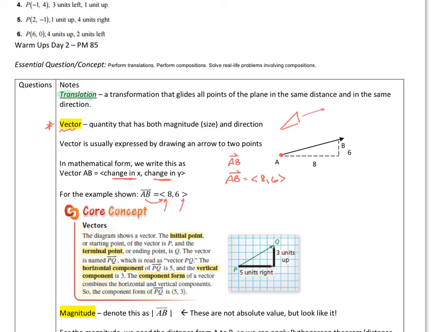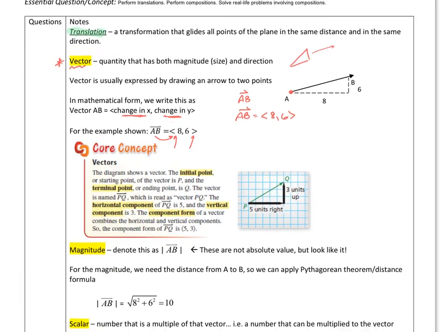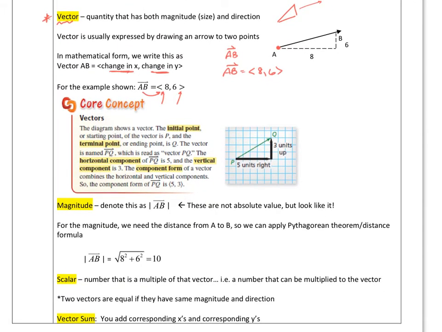So over here, on the next example, let's take a look at this. In this diagram, we've got P to Q. Let's do it in green, since it is green. We've got vector PQ, like this, and this vector would be <5, 3>, because we go 5 to the right, that's our change in x, and 3 up, that's our change in y.